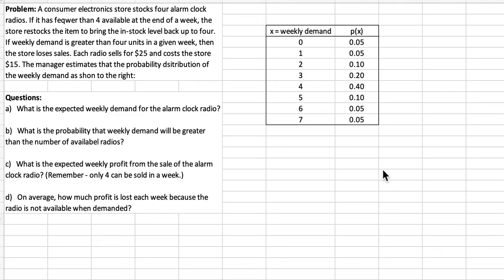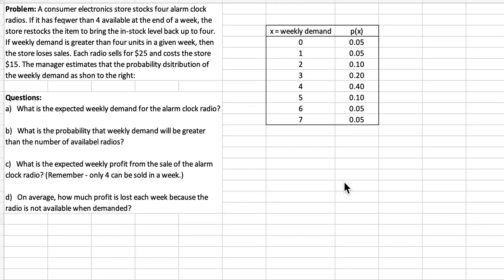Okay, so let's take a look at an application of probability distributions, and we're going to use Excel to help us along here. What we have here is a consumer who stocks 4 alarm clock radios at a time. So never more than 4, from what it seems like in the problem here. At the end of the week, if they have only sold one, they only get one more.